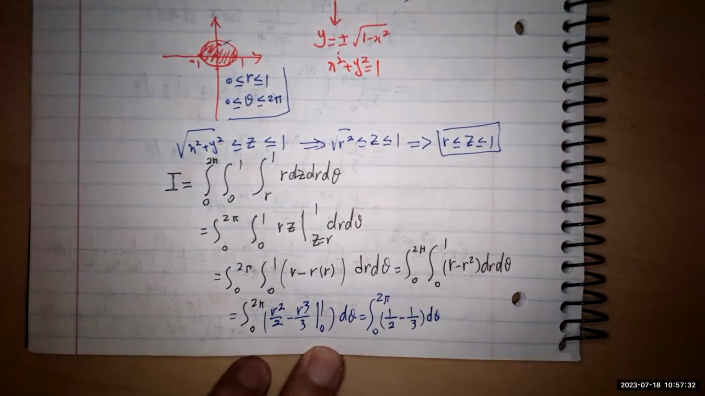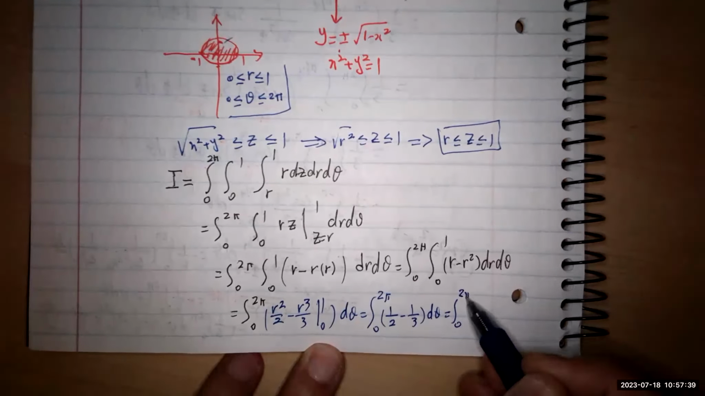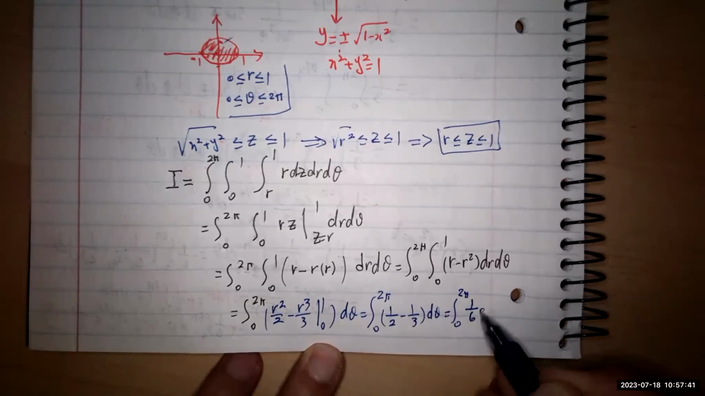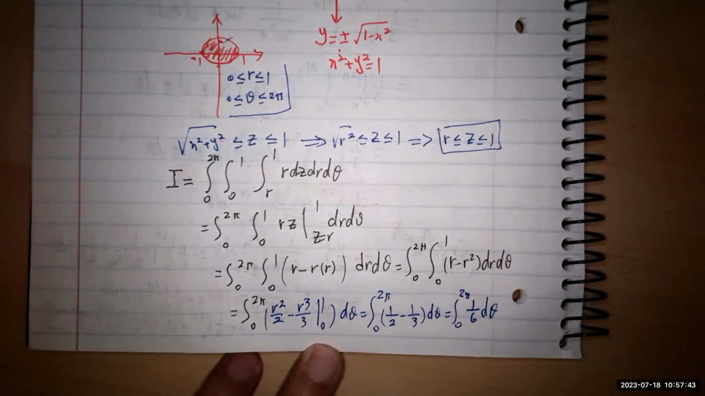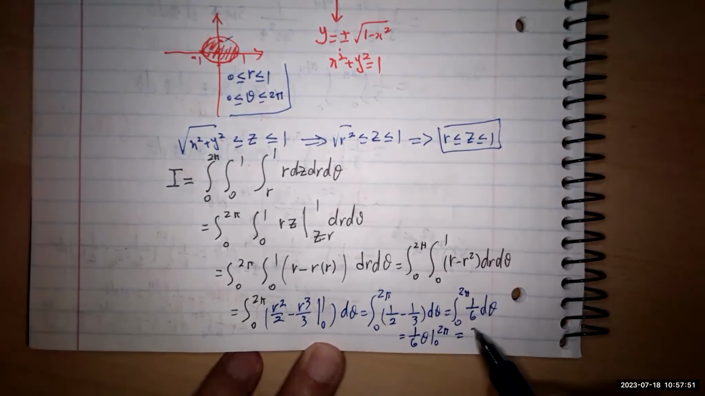That would be 1/6. Okay, it would be 1/6. So 0 to 2 pi, 1/6 of d theta, and this is between 0 and 2 pi. So we get 2 pi over 6, which is pi over 3.